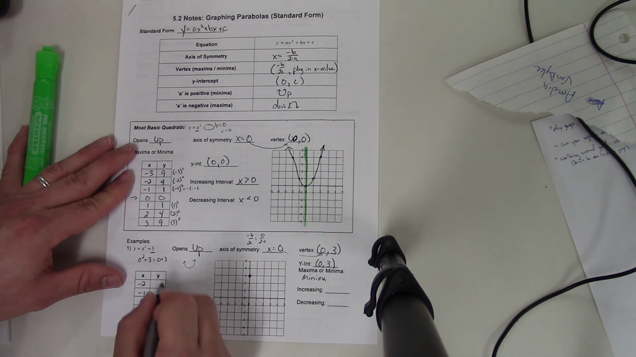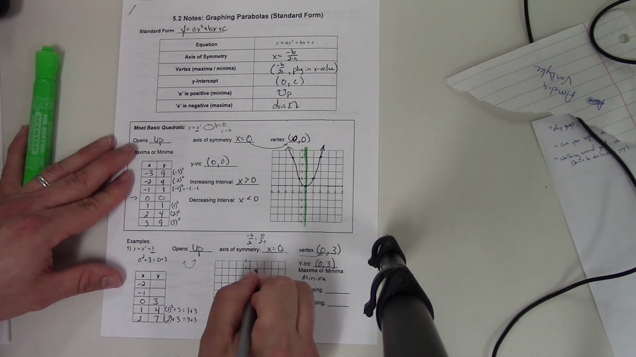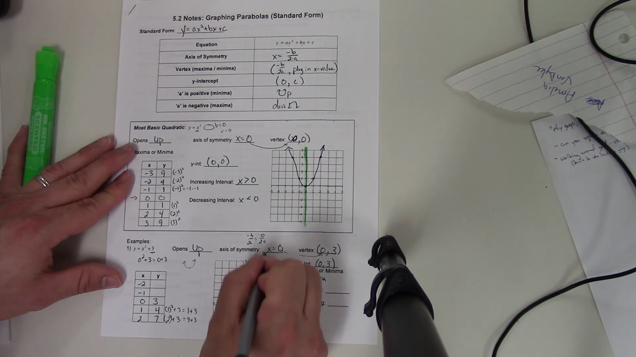And plug stuff in. So again, I always think it's easy to plug the positive ones in. 1 squared plus 3 is 1 plus 3, which is 4. 2 squared plus 3 is 4 plus 3, which is 7. Okay, so I got 1, 4. And I got 2, 7. For the sake of argument, I'll put it right there.